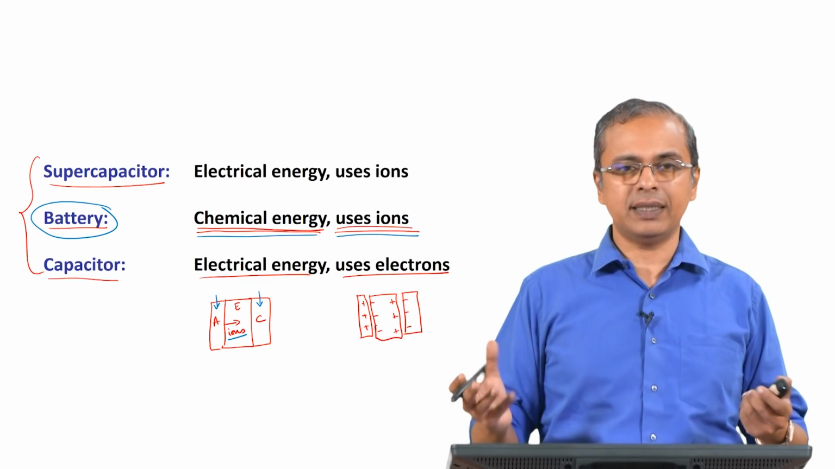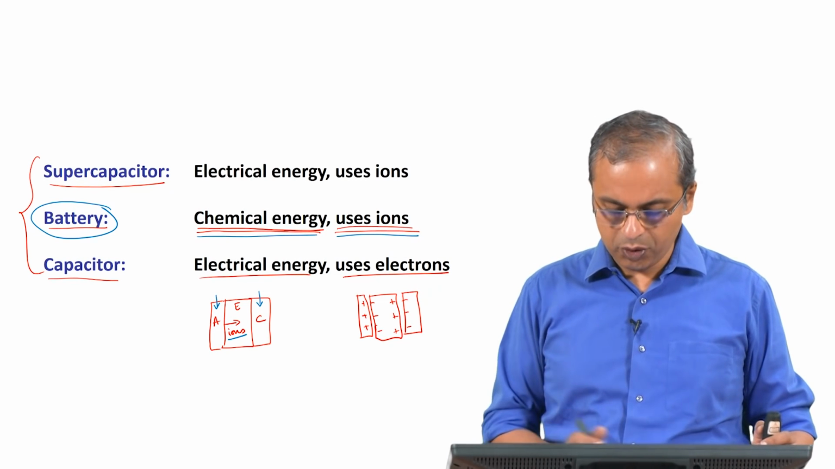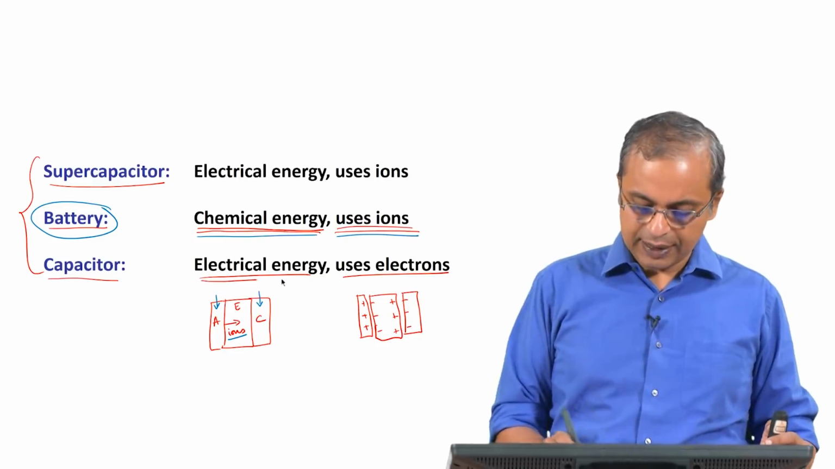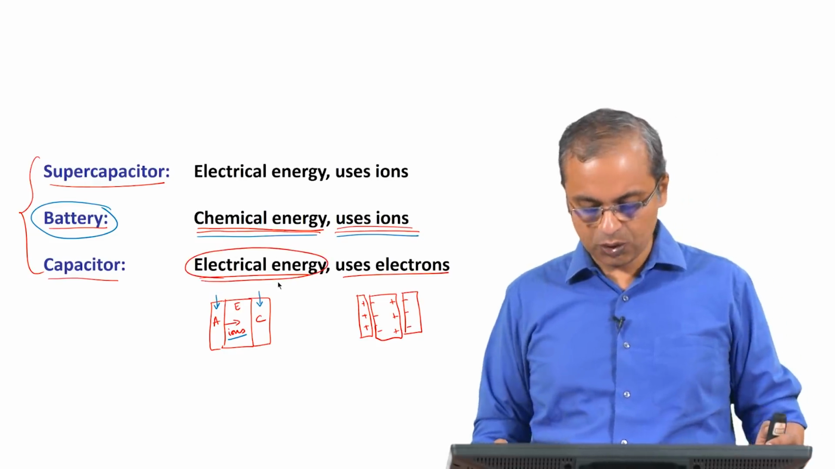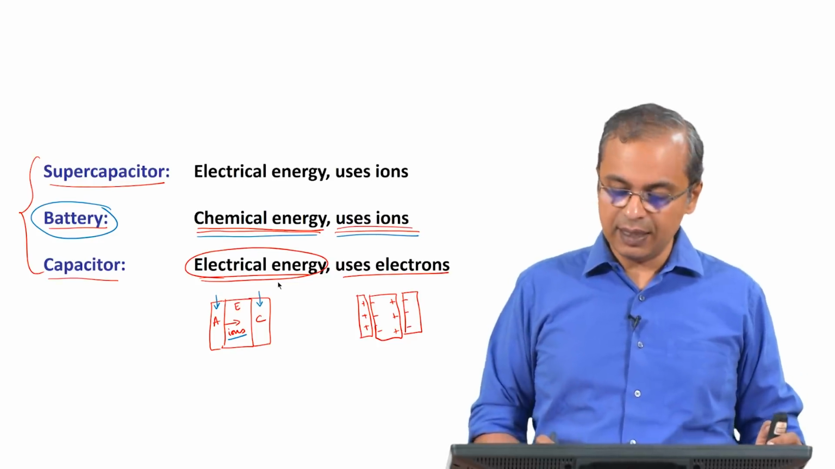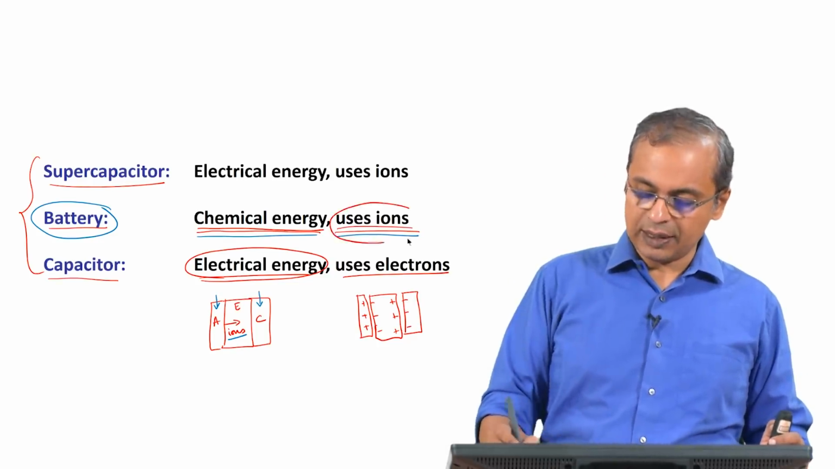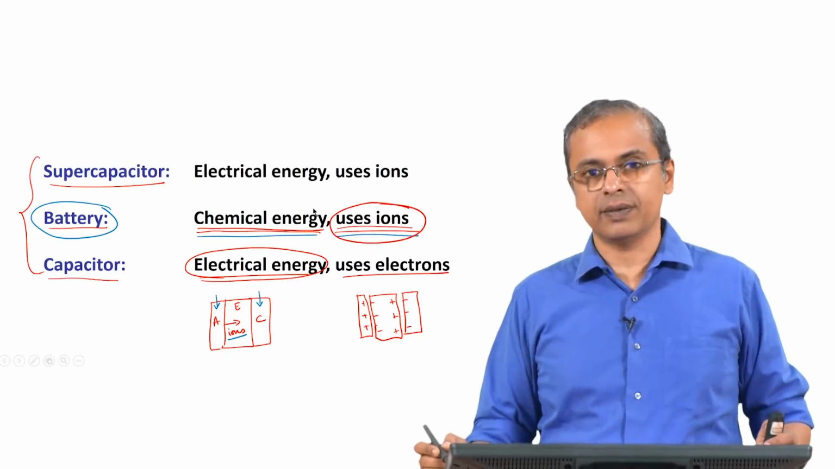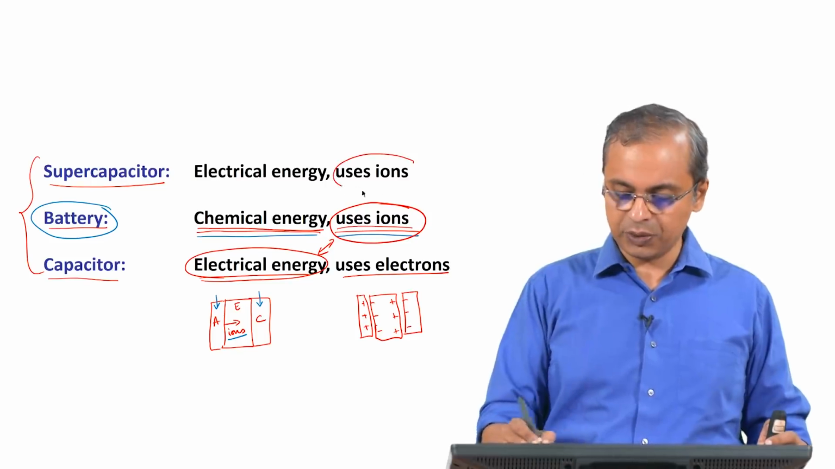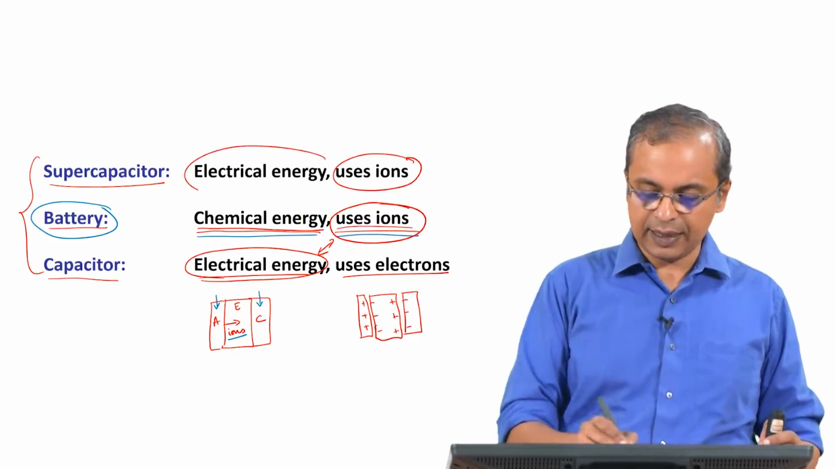There is no chemical change that is happening, we will discuss that some more, but there is no chemical change that is happening. The supercapacitor uses this aspect of it, that it is electrical energy that is being stored. That is the aspect in which it resembles a capacitor, but it uses ions, and in this process it resembles a battery. So, it picks these two concepts. That is what you have here, it uses ions and it stores electrical energy.